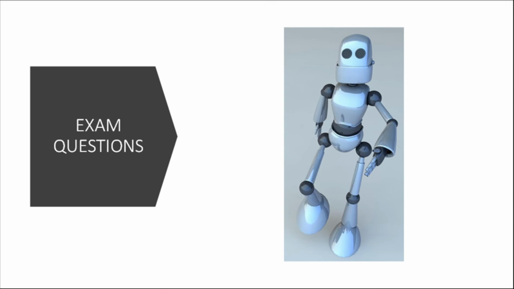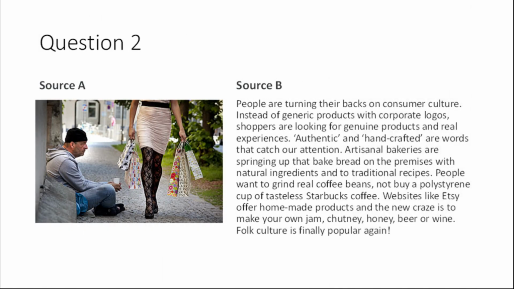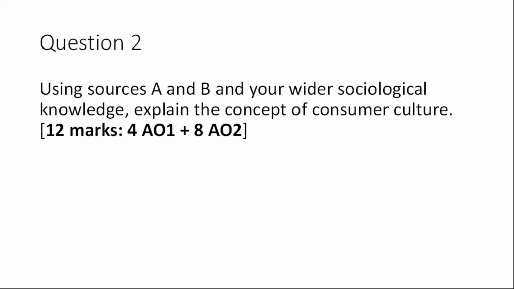What sort of exam questions could come up on this topic? Question 1, as usual, will ask you to explain one of these two concepts using examples for 6 marks. Question 2 will give you 2 sources, a picture and a short passage to read. And then we'll ask you a 12-mark question. Using sources A and B and your wider sociological knowledge, explain the concept of, and in this case, consumer culture.